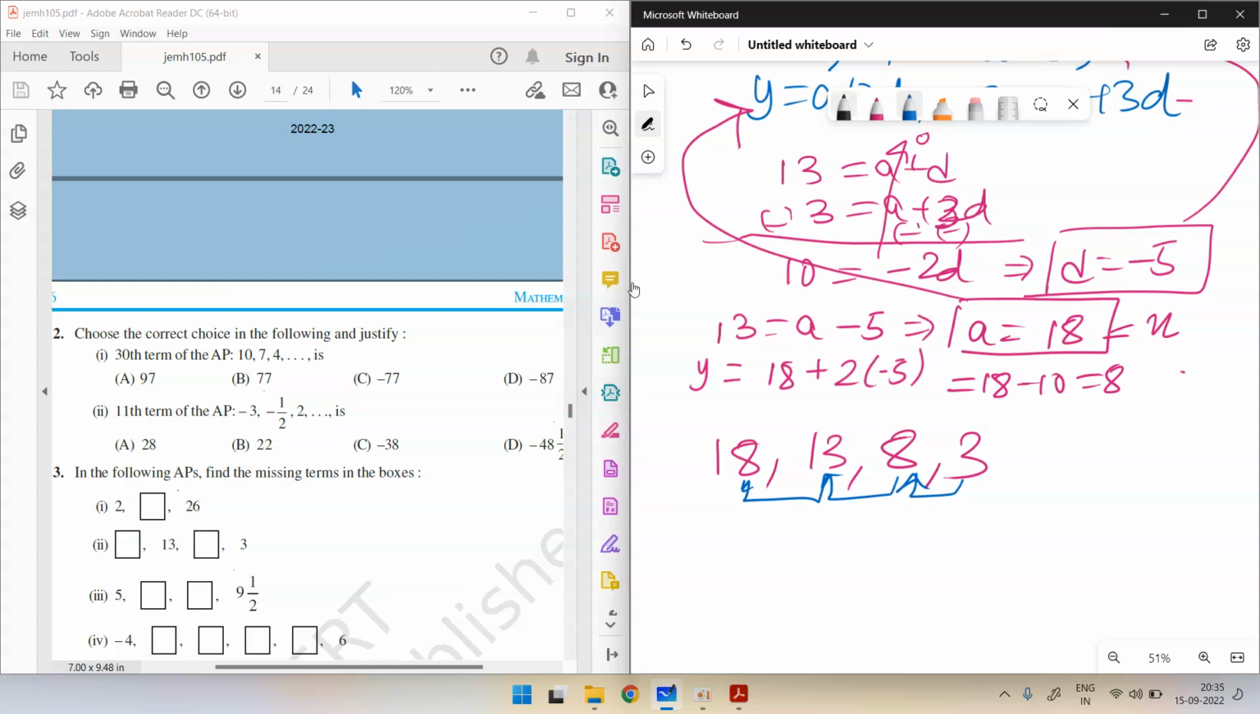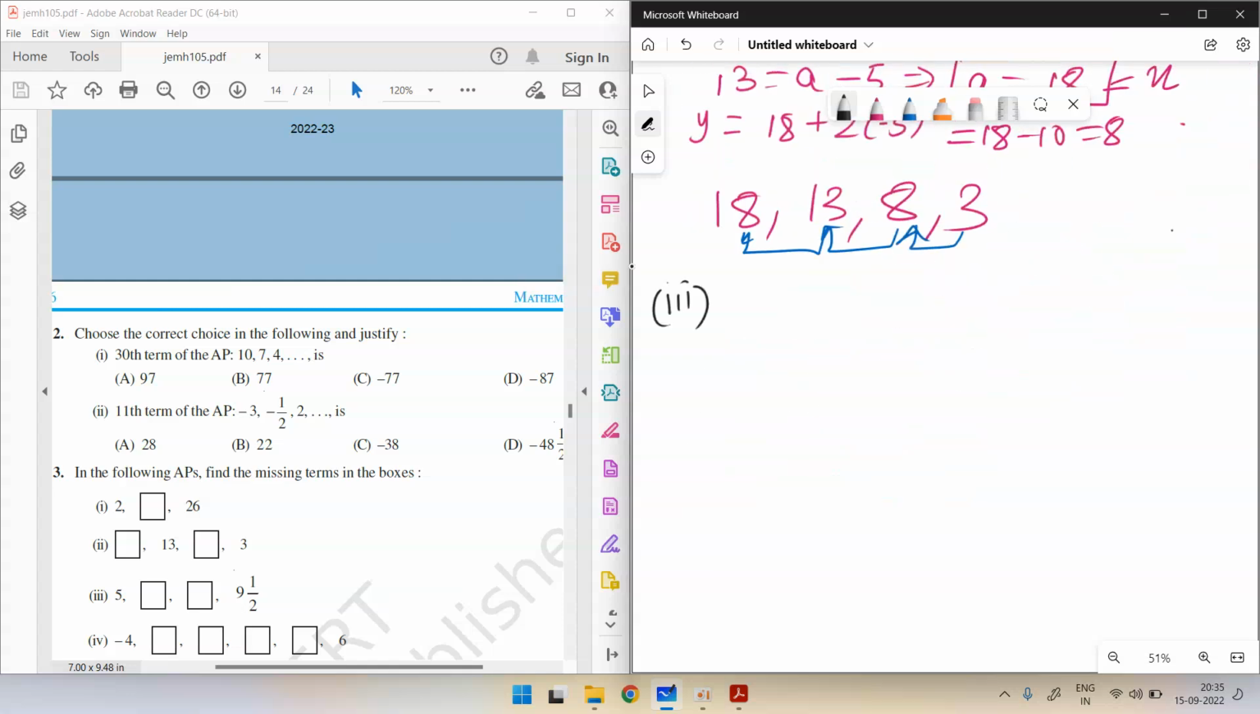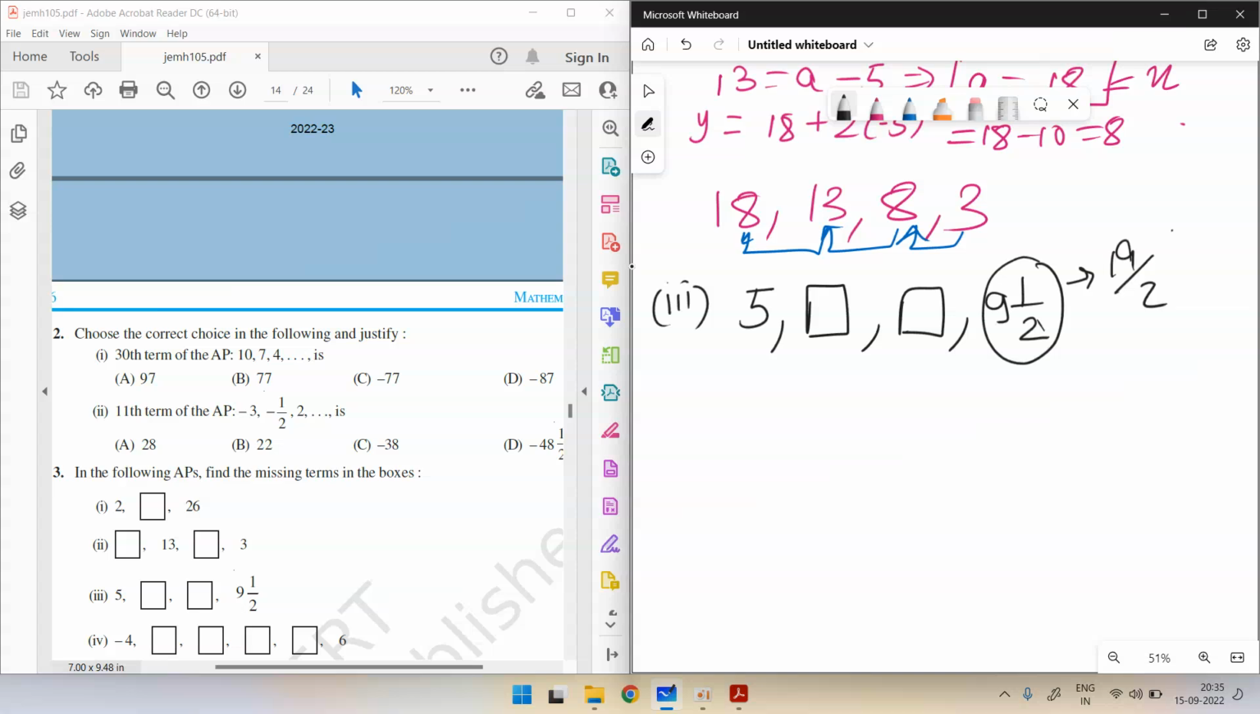Now next is the third part. So this is my third part. It is given that this is my 5, and next is 9 and 1 by 2. If you rearrange 9 and 1 by 2, this is nothing but 19 by 2. You have to do the same thing. You need to write this is my first term, second term, third term, fourth term. Now I'm taking this as x, this as y.